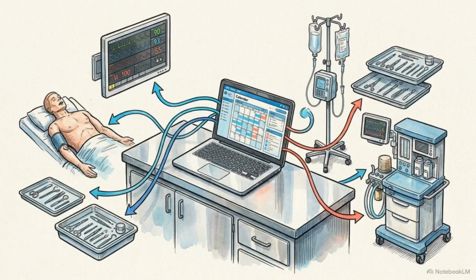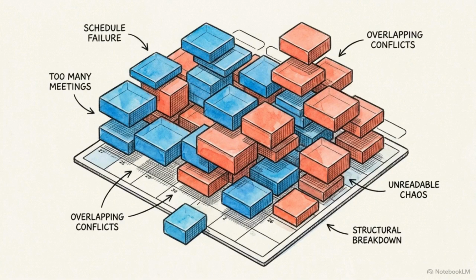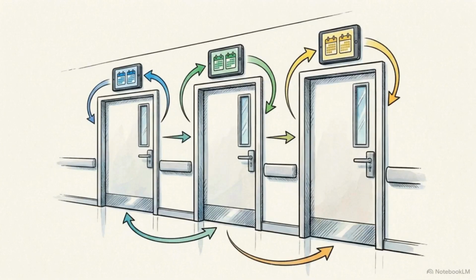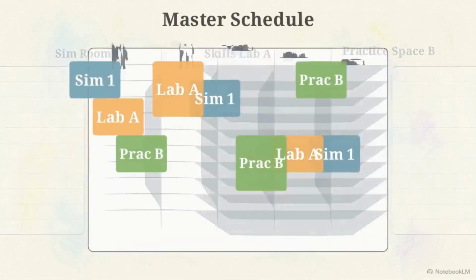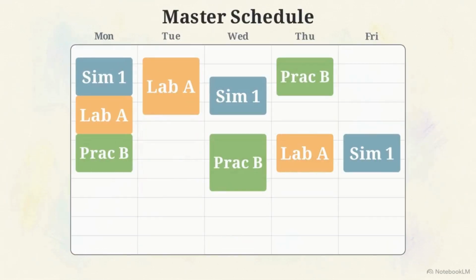Step 1 is moving your entire operation to the cloud. Google Calendar will serve as the master control center for this new system. The most common mistake is piling every event onto a single schedule. Instead, you need to create an individual, distinct calendar for every single simulation room and practice space in your facility. Assign a distinct color to each room's schedule. Sliding them into one master view lets you immediately identify what's available.